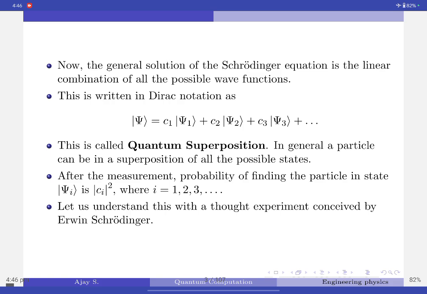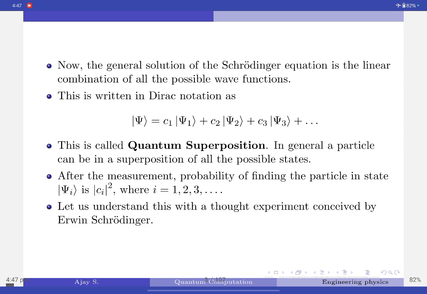The general solution of the Schrödinger equation is the linear combination of all possible wave functions, and in the Dirac notation it can be written as ket psi is equal to c1 psi 1 plus c2 psi 2 plus c3 psi 3, and so on, where psi 1, psi 2, psi 3 are each solutions to the Schrödinger equation. So the total solution is a superposition of the individual solutions, a linear combination of them. So this is referred to as the quantum superposition.